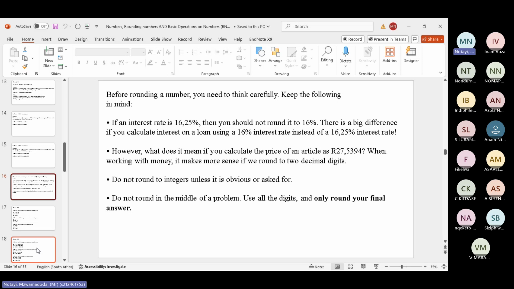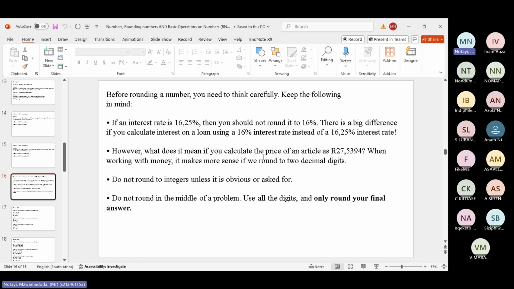Okay, before rounding a number, you need to think carefully. Keep the following in mind. If an interest rate is 16.25, then you should not round it to 16. There is a big difference if you calculate interest on a loan using 16% instead of 16.25. So there's always a big difference, so you should be careful not to round when it comes to interest rates.